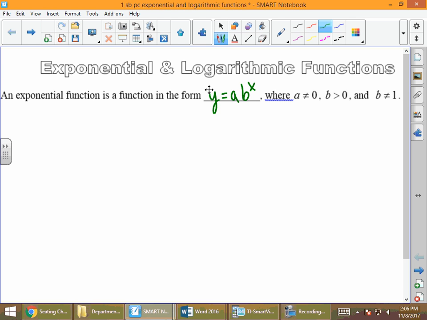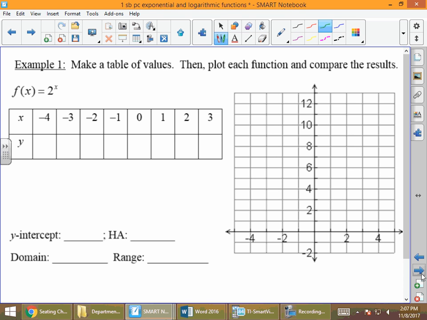And b needs to be greater than 0, but b cannot be 1 because 1 to any number is still 1. So we lose the exponential. But where we're really going to spend our time today is graphing. And this first graph might look familiar from Algebra 2 days.